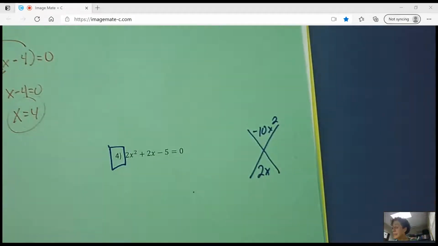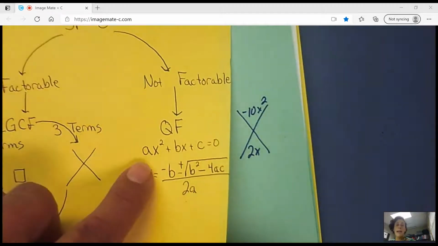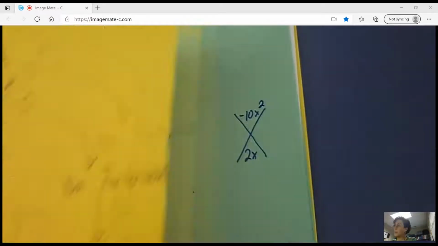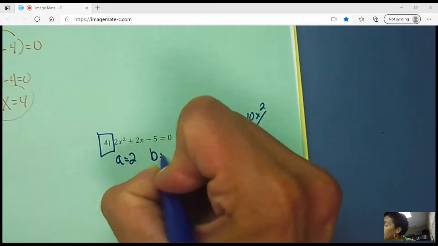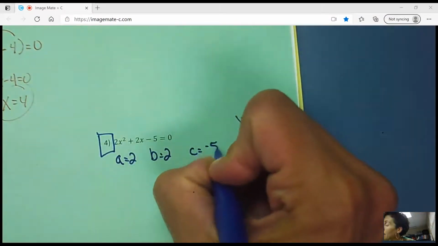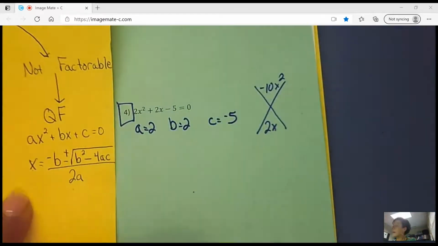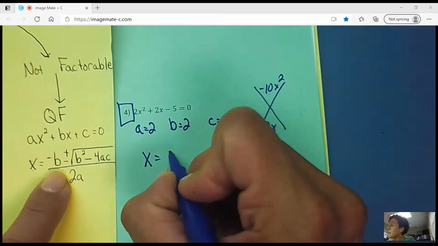So since this isn't factorable, we're going to use our quadratic formula, and we will get a and b and c from our standard form. So a in this problem is 2. B is 2, and C is negative 5. And then just to have it next to us, we're going to make it x equals, we're going to take the opposite of B, so 2 becomes negative 2.